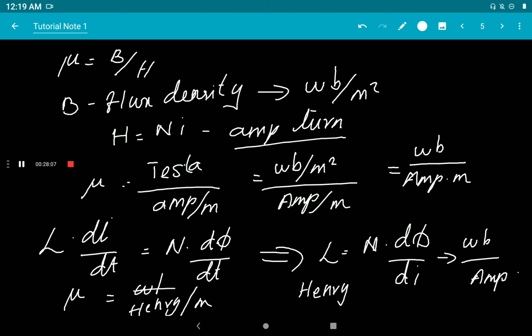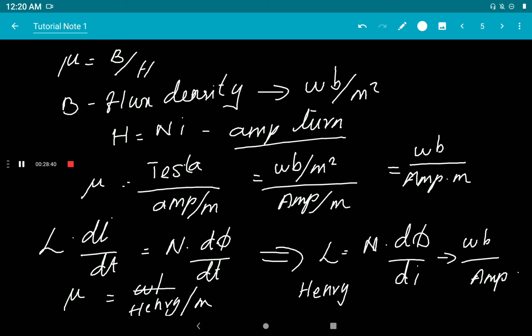You know the equation: permeability mu is equal to B by H. B is the flux density and H is the magnetic field intensity. Also we know that H is equal to N into I, meaning number of turns into current. So ampere turns is our unit, and Weber per meter square is the unit of flux density. Ampere turn is taken as ampere per meter. So Weber by ampere meter is the equation.